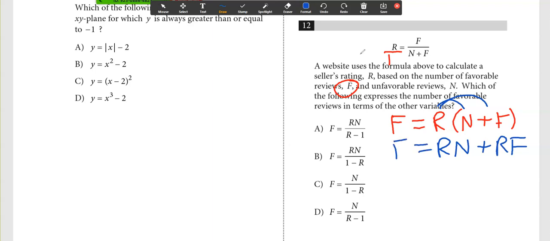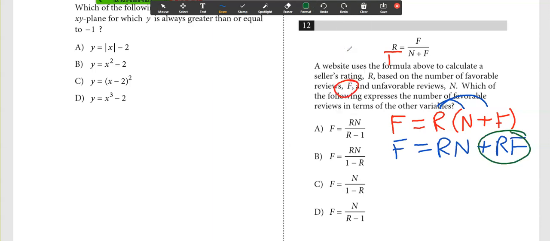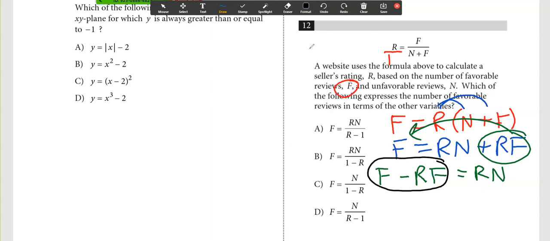The problem is we've got f's on both sides of this equation. So we need to get the f's over on the same side. f minus rf equals rn. Anything that's got an f in it is considered a variable term. What can I factor out of these two terms that I circled in black? What can I factor out, of the one person out there that's listening to me?